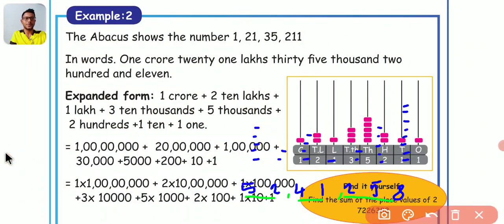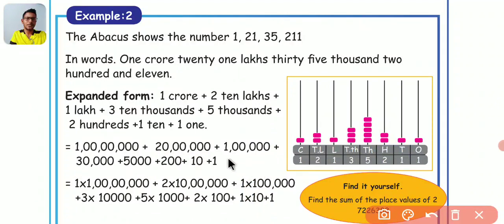Okay, example 2. The abacus shows the number 1,21,35,211. In ones, 1 bead. So they are writing 1, you already know. They are writing the number here according to the beads. So this is the place value: ones, tens, hundreds, thousands, 10,000s, lakhs, 10 lakhs, and crore. In words, 1 crore, 21 lakh, 35,000, 211. So this is the expanded form.